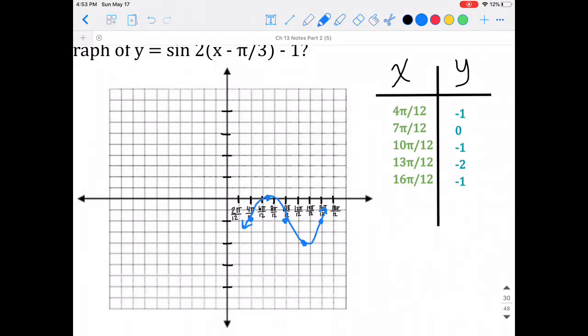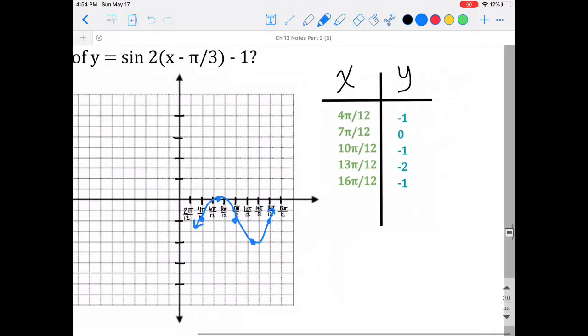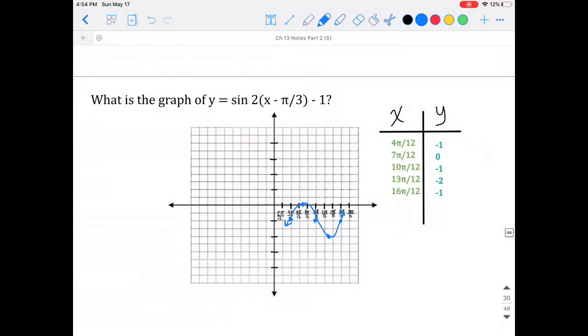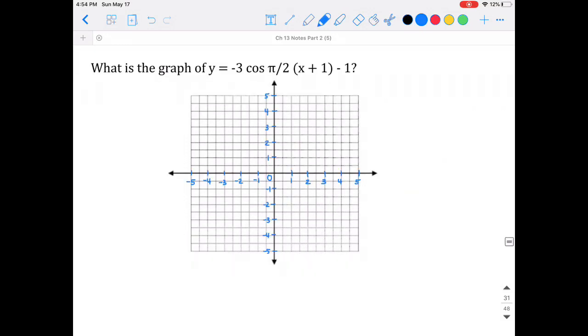Those helpful hints really make it a lot easier to graph without you having to use the parent function. Let's try another example. What is the graph of y equals negative 3 cosine pi over 2 x plus 1 minus 1? So again, I have my graph labeled, but don't worry about that so much yet.